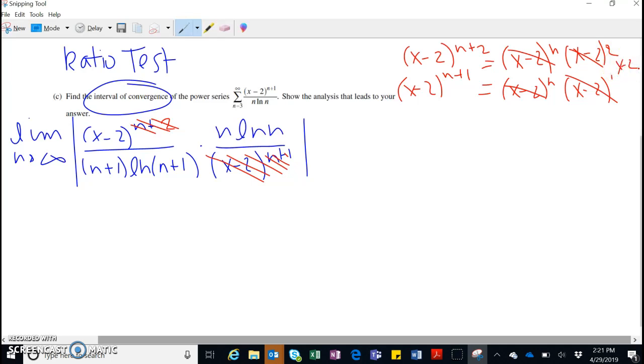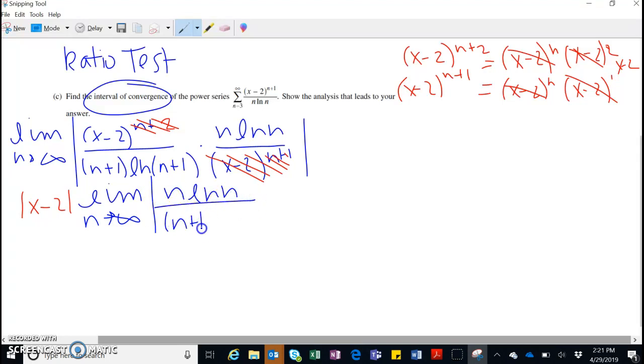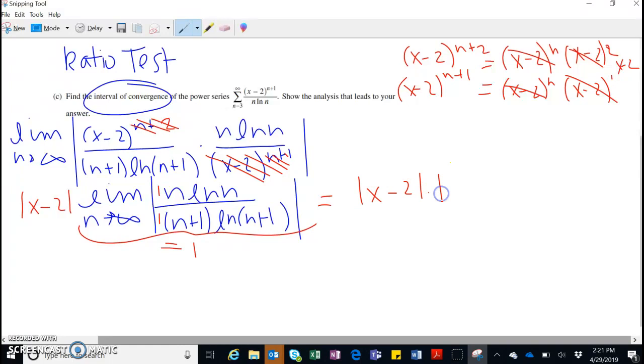Anyway, that means I can come down here, take out anything with an x, because our limit is actually asking us what happens as n gets bigger, not as x gets bigger. That leaves me with n log n over (n plus 1) log (n plus 1). Thankfully, I'm pretty familiar with my growth rates here, and the fact that these two numerator and denominator terms are growing at the same rate means this entire limit is equal to 1. So what I have is the absolute value of x minus 2 times 1.